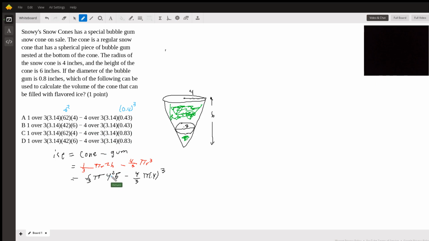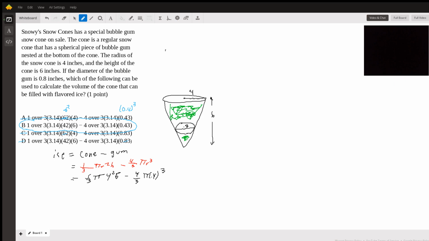Well, we know from looking down here that we want a 4 squared, not a 6 squared. So we'll eliminate A because of the 6 here, and we'll eliminate C because of the 6 here. And looking at this, we need 0.4 cubed, and so we can eliminate this one because it's 0.8 cubed, and we're looking for 0.4 cubed. So that leaves us with this answer choice B. So we don't have to actually do any calculations. All we have to do is plug in and then find a match.